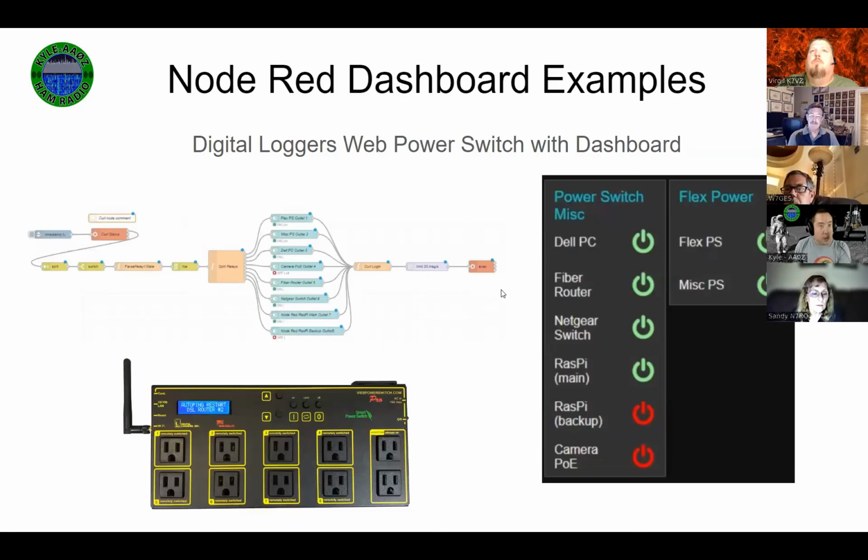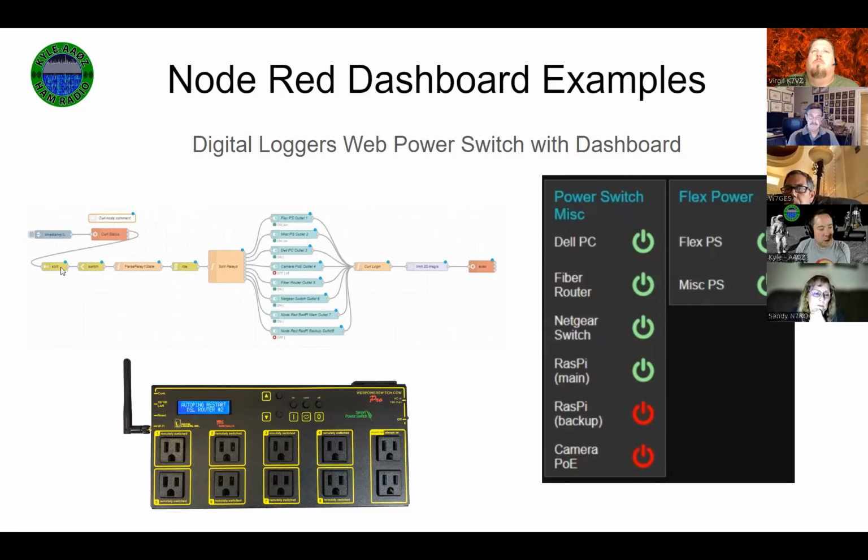So here is a dashboard example. This WebLoggers Digital Pro switch is probably one of the first things you should buy to get started on a basic level. This thing's got 8 switchable AC receptacles and 2 that are always on. It runs on the network. It's got Wi-Fi. It's got Ethernet. This thing is awesome. It's about $150, and you can control it with Node-RED.